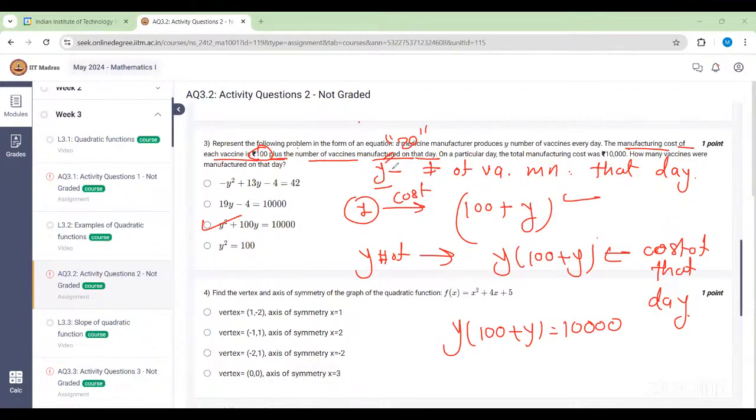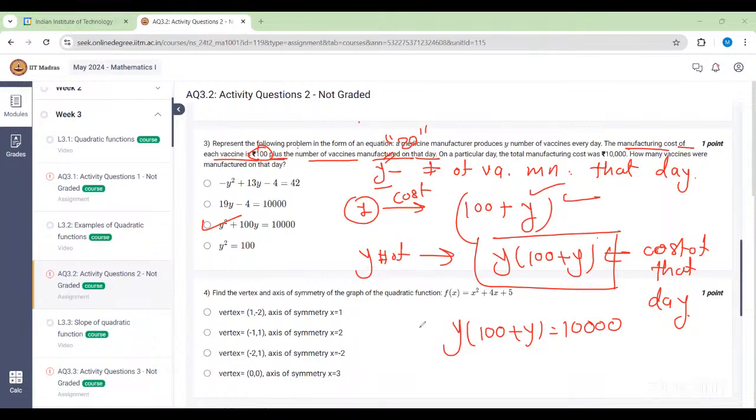So if we manufacture Y number of vaccines, right? If you manufacture two vaccines, then the cost will be 100 plus 2, because here we have to add the number of vaccines manufactured on that particular day. So the cost of the whole day is Y multiplied by 100 plus Y. Is that clear?